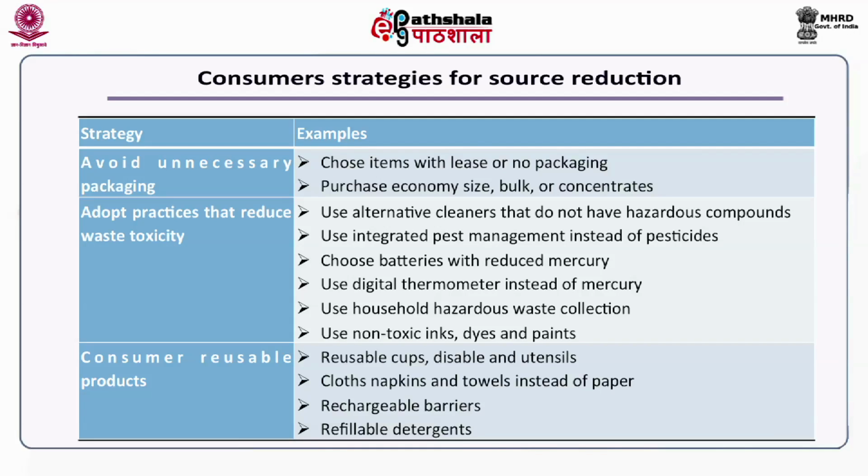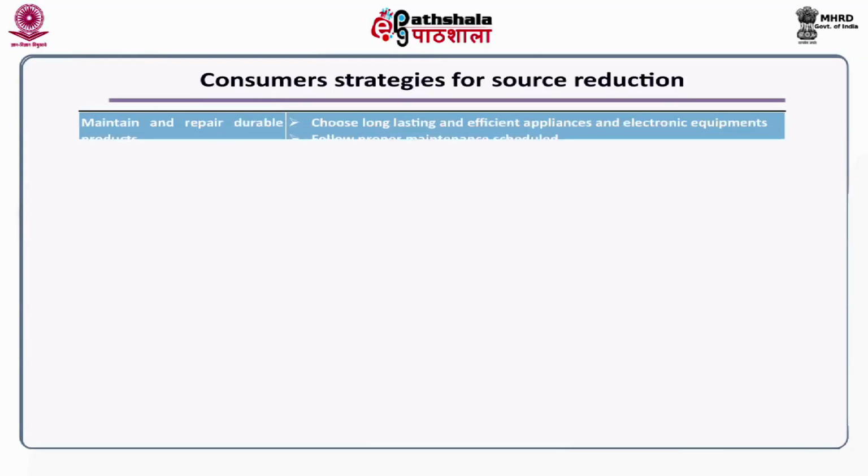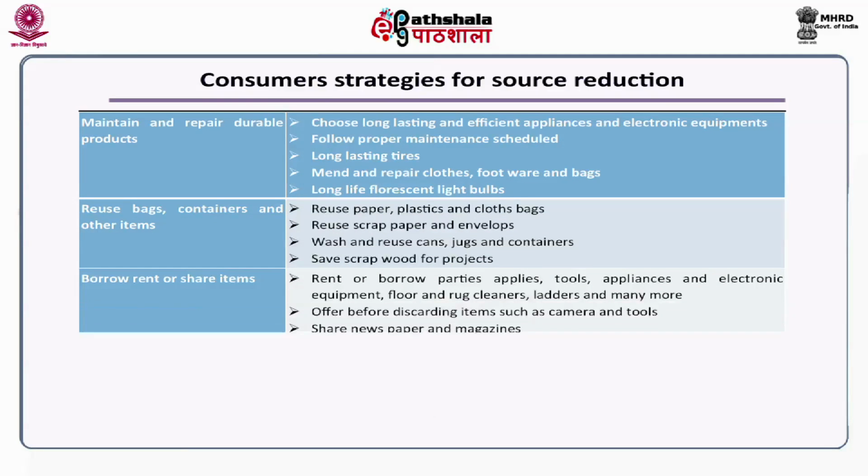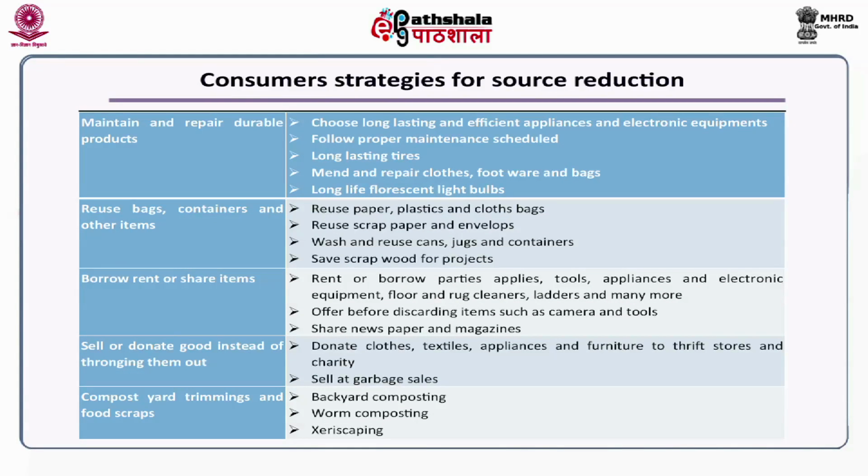The next one would be consumer reusable products. For this you can use reusable cups, cleaning utensils and those things. Also, instead of these tissue papers, you can use cloth napkins and towels. Again, this will reduce the amount of waste generation. Then you can go for rechargeable batteries, and also you can go for refillable detergents.